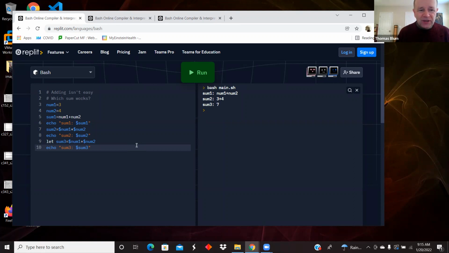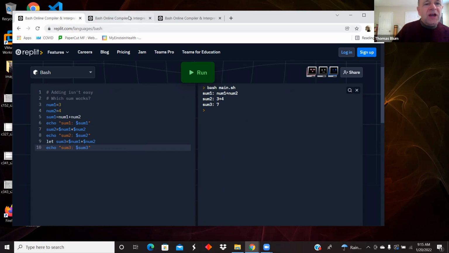So in order for us to actually perform the addition, we finally get down to line 9, where we use the keyword let, which is signaling that we want some calculating to be done. And then we say what we had before with sum2, we do with sum3. Sum3 equals $num1 plus $num2. So the $ sign gives us the 3 and for num2, gives us the 4. But the let says actually perform the operation. And so that is the one that worked.